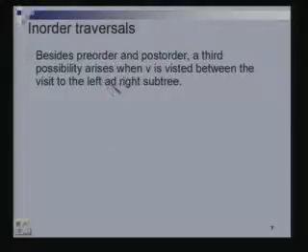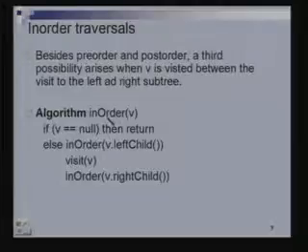Right. So, there should be an AND between the visit to the left and the right subtree. So, the pseudocode for in-order traversal would look something like the following. If V is null, then we just get out. Else, we first do an in-order on the left child, then we visit the node, and then we do an in-order traversal on the right child.